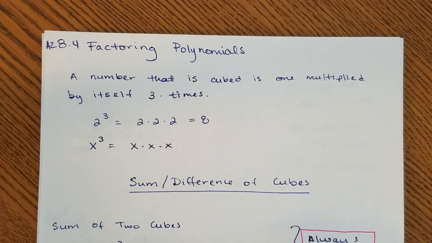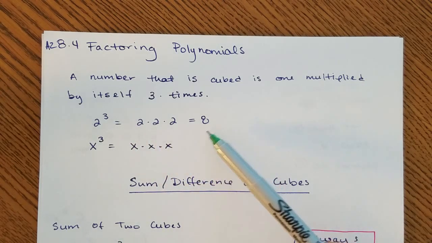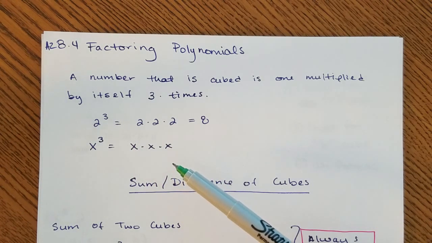Now, one thing that you need to be able to do is recognize common cubed numbers. So when a number is cubed, it's just multiplied by itself 3 times. So 2 cubed would be 2 times 2 times 2, which is equal to 8. X cubed is just x times itself 3 times.